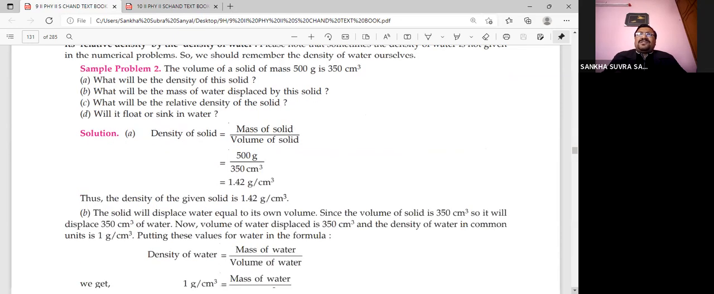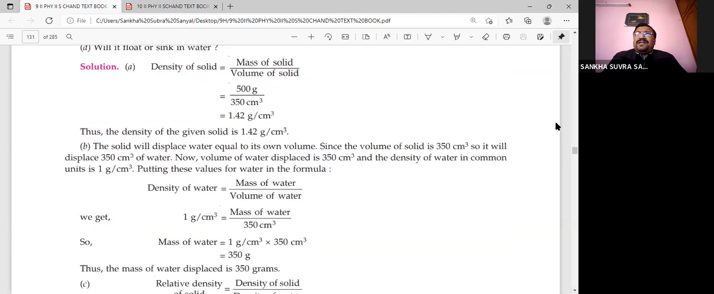The volume of a solid of mass 500 gram is 350 centimeter cube. Well, my dear students, please check over here. If you check this question, it talks about the mass and the volume both in CGS system of units, isn't it? So once we calculate this, what should we be comparing with, 1,000 or with 1? If you remember, we have shown you 2 tables. The first table talked about the SI system of units. The next one talked about the CGS. So this is basically the CGS system. So we have got the density of the given solid as 1.42 after calculations.